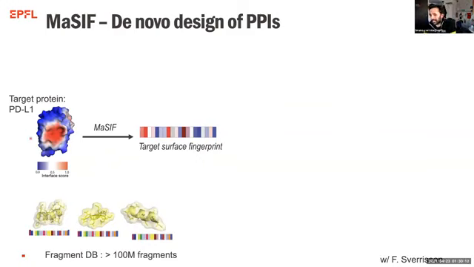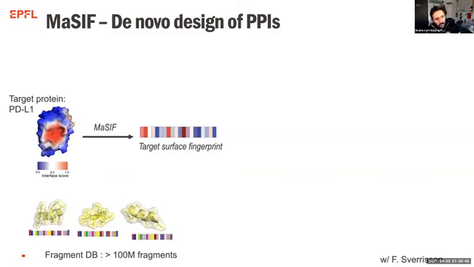So we took this protein, and this protein is called PDL1. What this protein does is essentially, it is a very important cancer target for controlling the activity of T cells, okay? And there are a number of monoclonals that target this protein. But what we wanted to do is, can we actually use MaSIF to target this protein and design a novel protein-protein interaction?